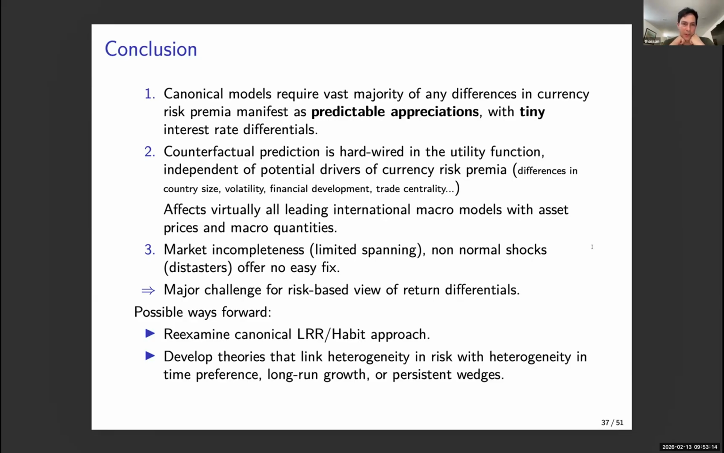So, okay, there we go. And so basically this is the problem with the habit and long run risk preferences. They're magical and helped us resolve so many things in closed economy asset pricing, but they're highly problematic when applied to international economics. Okay, so that's it.